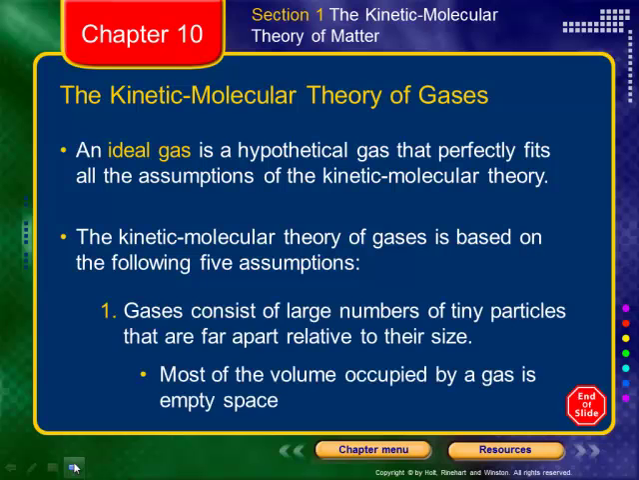The first one is that gases consist of large numbers of small particles that are far apart compared to their size. This means that most of the volume of a gas is empty space. So when you're looking out in the air in front of you, the majority of the air is empty space. Only a small portion of it is actually taken up by the molecules in the air, by the nitrogen and the oxygen and carbon dioxide and water vapor. That makes up only a small portion of the total volume of the air.